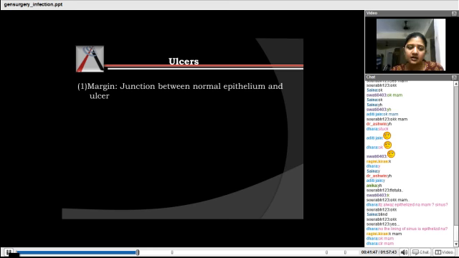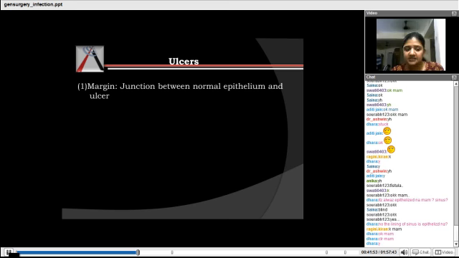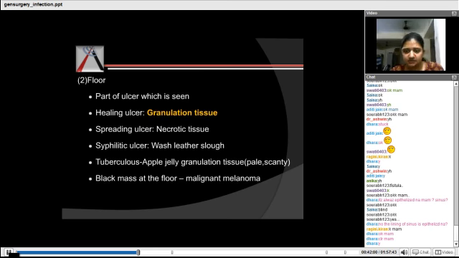Ulcer, all of you know what an ulcer is. An ulcer has different parts. It has a margin, it has a border. Margin is the junction between the normal epithelium and the ulcer. Then it has a floor. When you see an ulcer, what you actually see, sitting on top of the normal skin, is the floor.